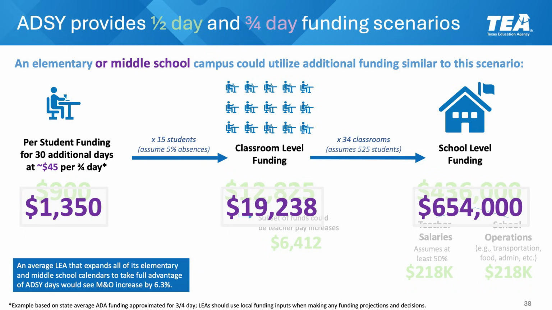If a school district or campus decides to offer 205 days, the half-day formula funding with ADSI turns into three-quarter day formula funding, where a district could earn even more money, upwards of an average of $650,000 per campus. In this model, you may see a district's M&O increase by upwards of 6%.